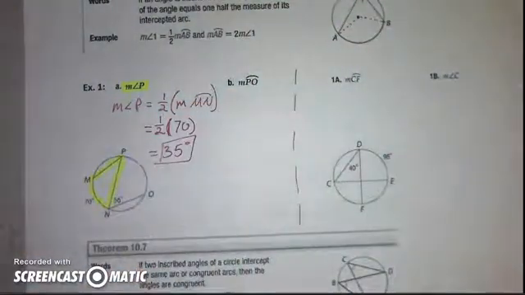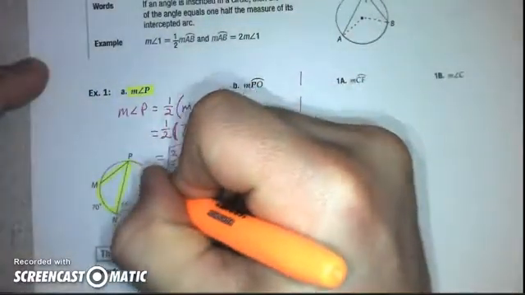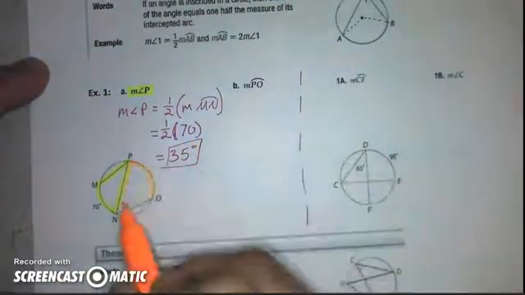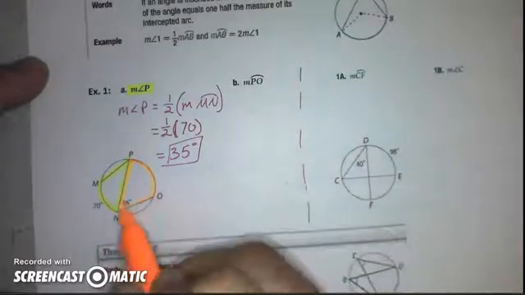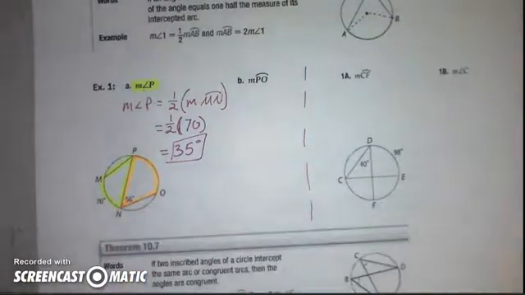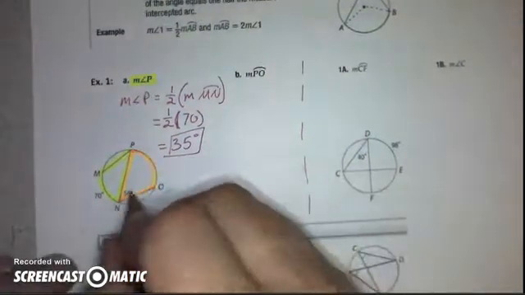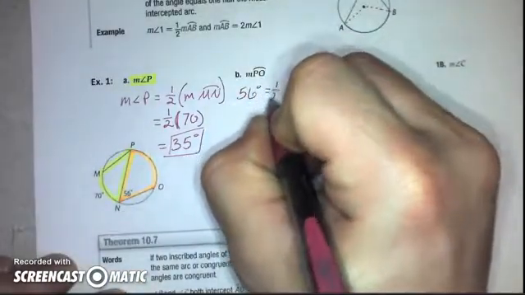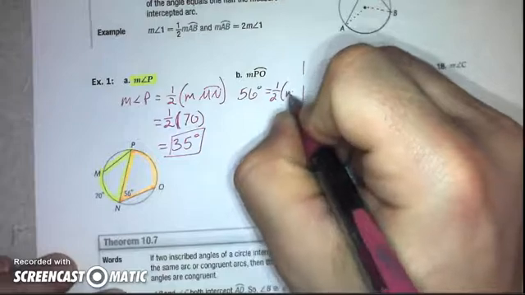So they want the measure of this arc. This arc is intercepted by angle PNO. So we're just looking at this wedge. So remember that the measure of this angle, which is 56 degrees, is half of the measure of arc PO.